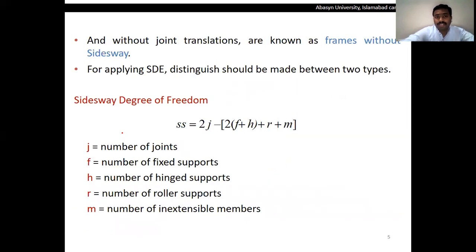But how do we come to know whether our frame is a sidesway frame or a non-sway frame? We check this swayness of the frame, or the degree of the swayness of the frame, with the help of the degree of freedom.